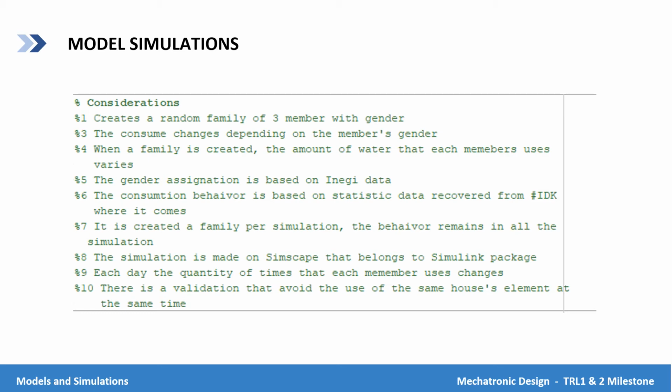The consumption behavior along the day varies in quantity. This is made randomly between a range. For example, it is known that a person goes from 1 to 3 times to the bathroom. So each day, the random quantity that it is going to use is going to be between that range. The simulation is made on Simscape, which belongs to the Simulink package from MATLAB, and there is a validation that avoids the use of 2 members using the same host element at the same time.